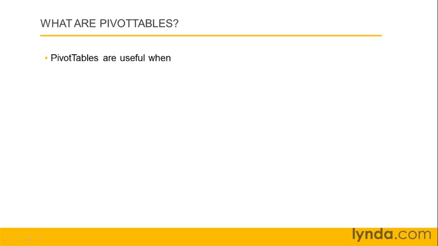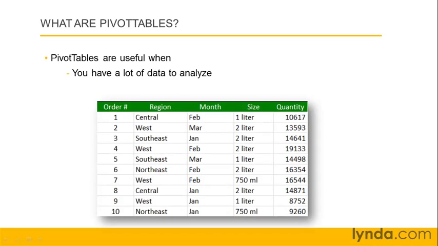Pivot tables are useful when you have a lot of data to analyze and it's not obvious how they relate to each other. In the example here on the screen, we have orders being placed from different regions of the country over different months. We see we have different size bottles being sold, and in each order, we can see how many of these bottles are being sold.